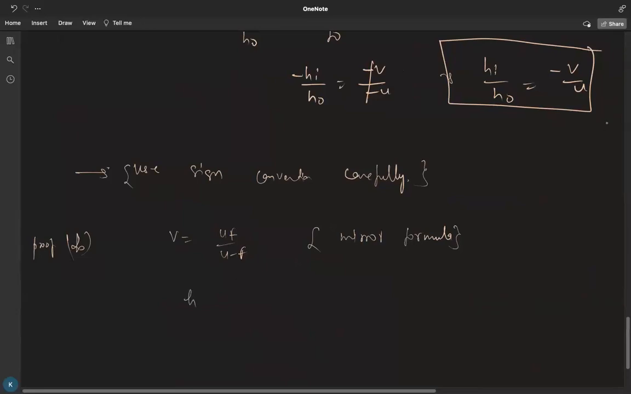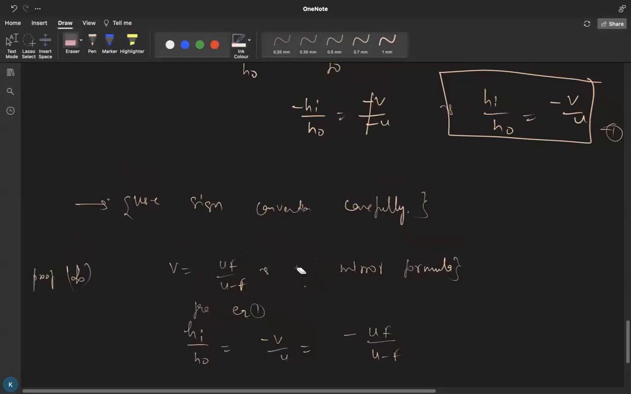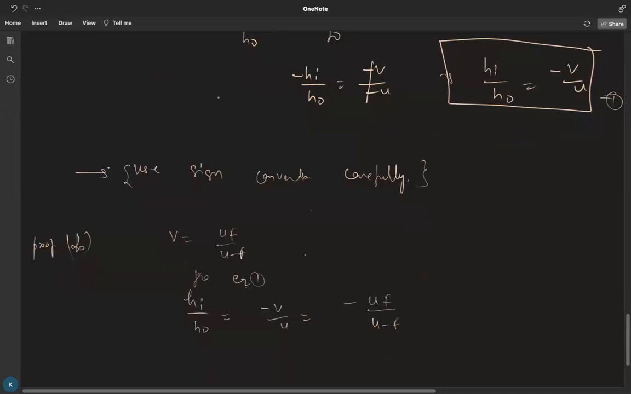Let me call that equation number 1. So from equation 1, we know HI by HO is equal to minus V by U, which is equal to minus of uf by u minus f. Oh, sorry. From here, we can write V by U as f by u minus f. Okay, wait. So let me write here. This is our mirror formula, right? And look here. Here we can write V by U as f by u minus f, from this equation. Now we have to work with u minus f.